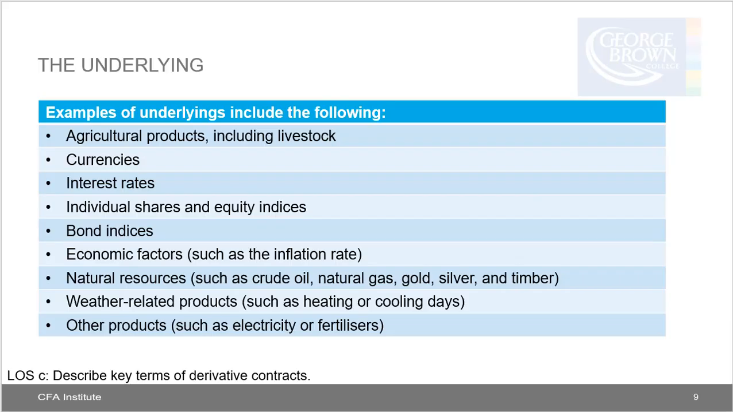settled in cash. So continuing with a little bit more information regarding the underlying, derivatives' value is based on an underlying, okay? So examples of underlyings include the following: agricultural products, including livestock, currencies, interest rates, individual shares and equity indices, bond indices, economic factors such as the inflation rate, natural resources such as crude oil, natural gas, gold, silver, and timber. That's where we often see futures contracts. Weather-related products such as heating and cooling days, or other products such as electricity or fertilizers.